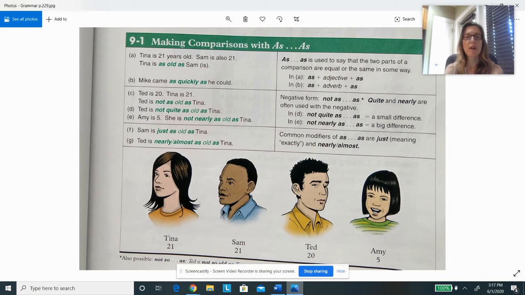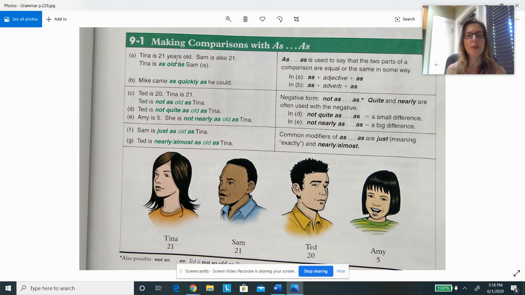Hi students, we are in a new chapter and we are learning how to make comparisons. And the first lesson is how to make comparisons using the words as... as. Now something goes in the middle here, so we're going to talk about what that is. Let's look at the examples.